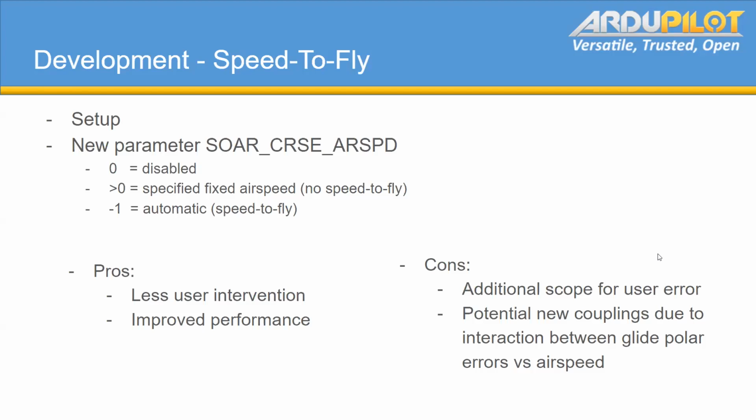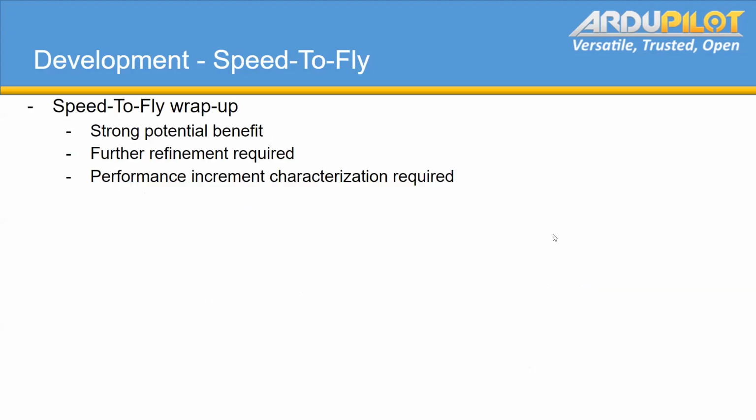Potential cons: because this relies on a number of different estimates, for example, the polar parameters feed into it and various other things, there's a little bit of additional scope for user error in setting those up. This will be more of an advanced feature to enable once the aircraft is flying correctly in other ways with soaring. And secondly, there are some potential new couplings between errors in the glide polar and how the speed to fly theory operates. So that's still to be worked out, whether there is any instability there, and if so, how we'll deal with it. But I don't expect it to be a big problem.